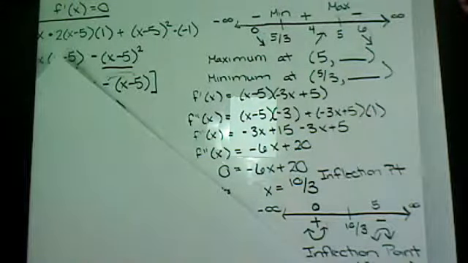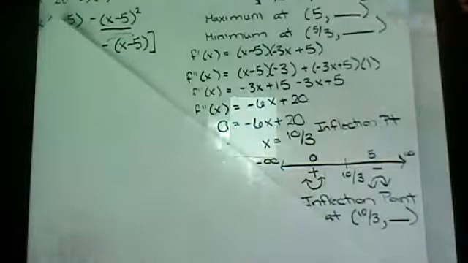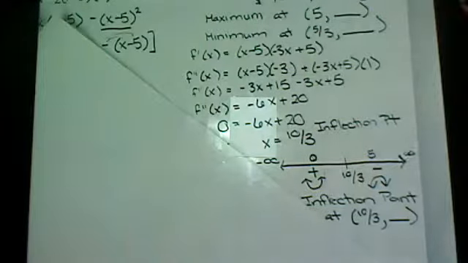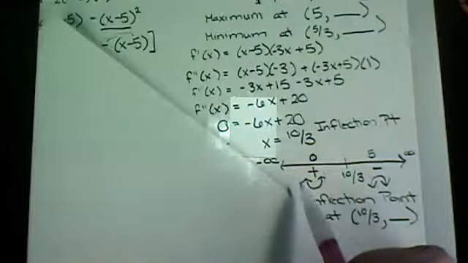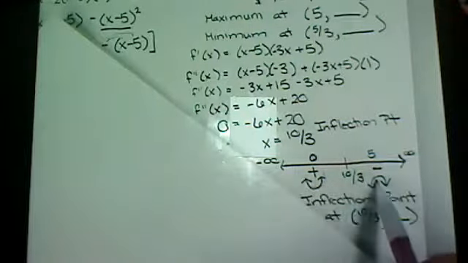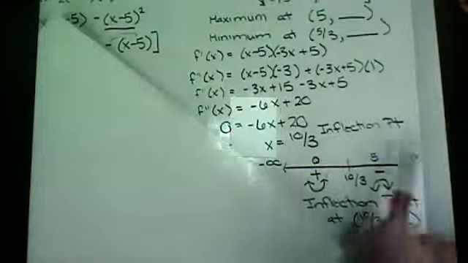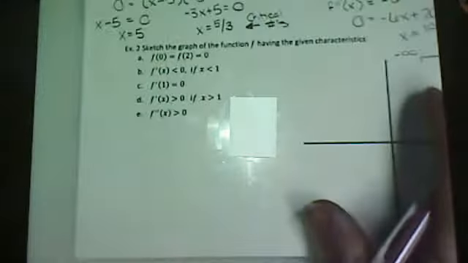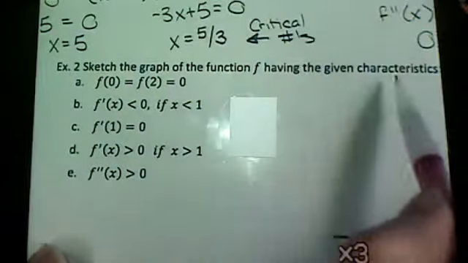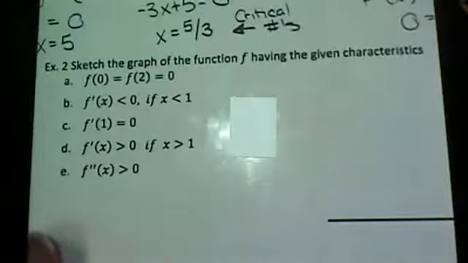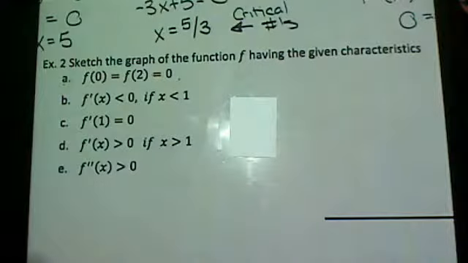So there you go. We did the first derivative test and found the maximums and minimums of the original function. We then did the second derivative test and found where the original graph was concave up or concave down. Let's move on to the last example. We're going to sketch the graph of the function having the given characteristics. Let's see what all of these things mean.